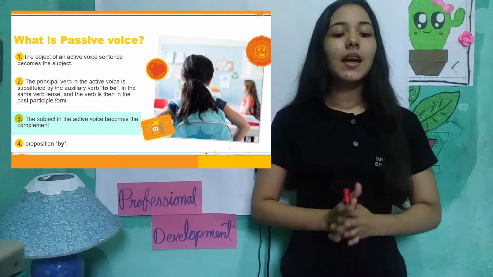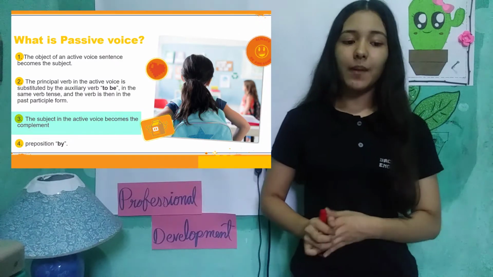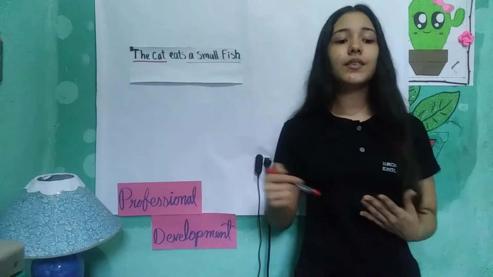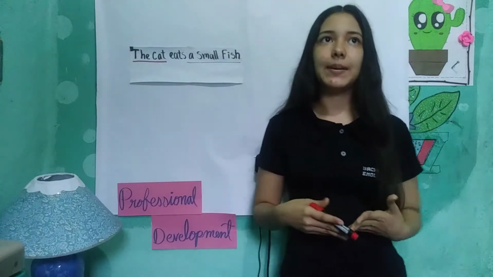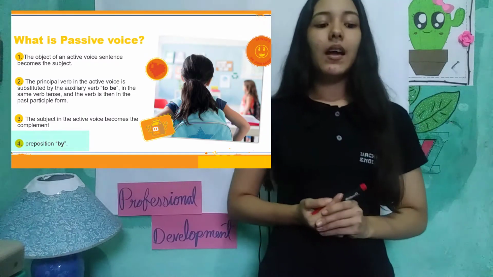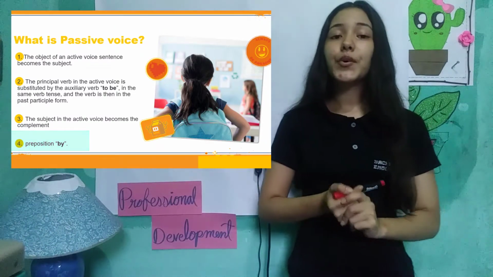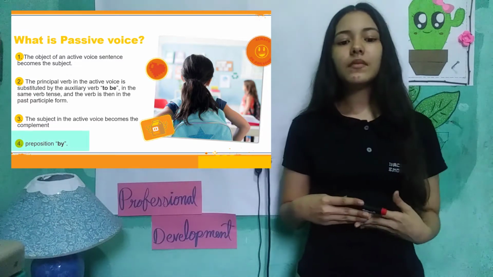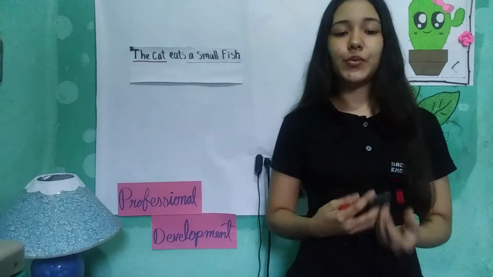The subject in the active voice, the cat, becomes the complement. So this becomes the complement in passive voice. Normally, to introduce the subject, we use the preposition by.